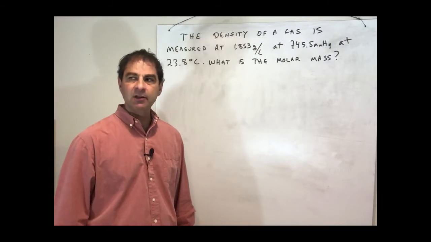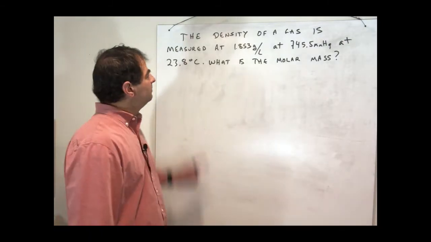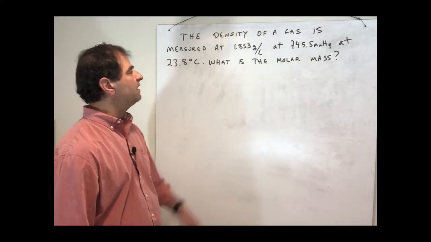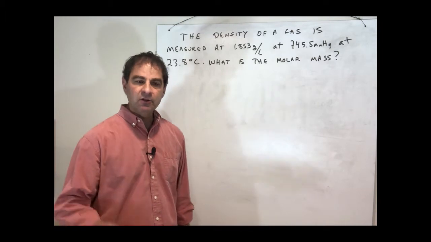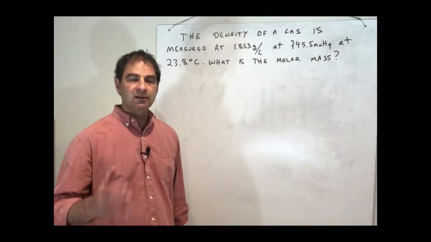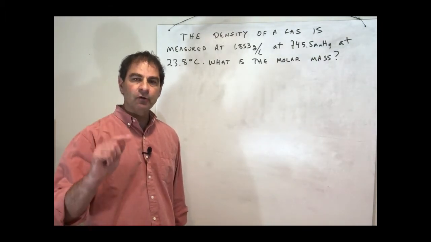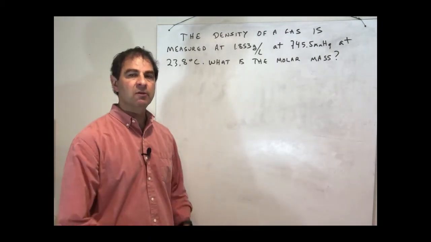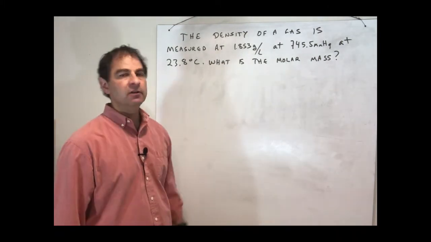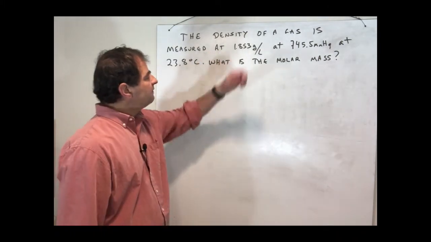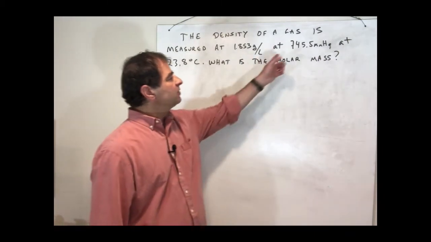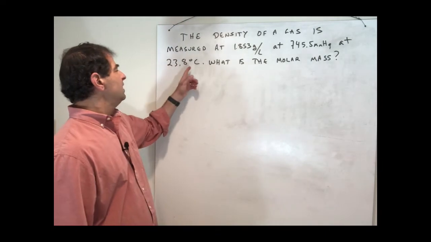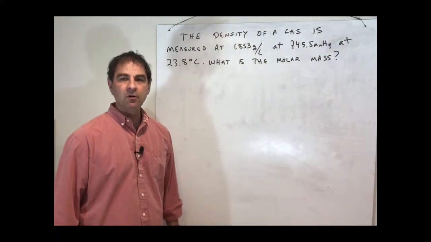So here we have another application of the ideal gas law, but dealing with the density of a gas. If we have a gas, the density of a gas is measured at 1.853 grams per liter. Notice, usually for liquids and solids we measure density in either grams per milliliter or grams per cubic centimeter for a solid. But for gases, because they're so spread out and so much less dense, we typically do it in grams per liter. So 1.853 grams per liter at a pressure of 745.5 millimeters of mercury at 23.8 degrees Celsius. What is the molar mass?